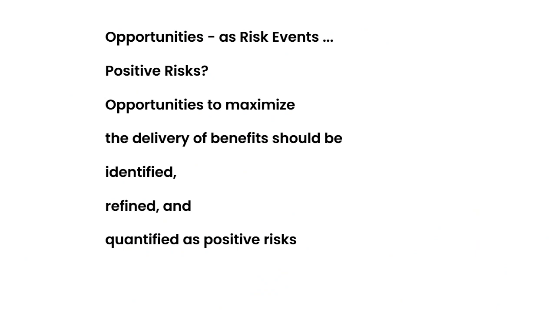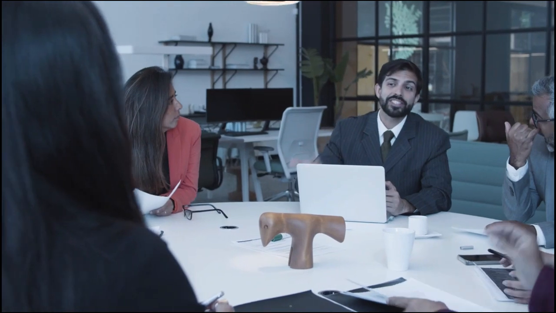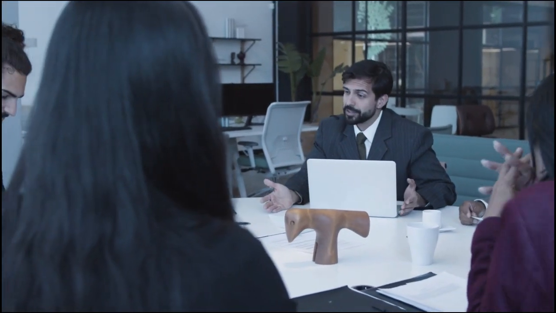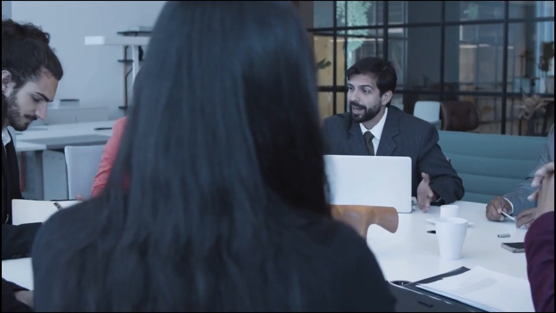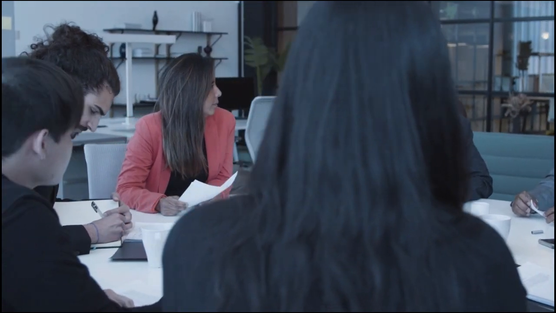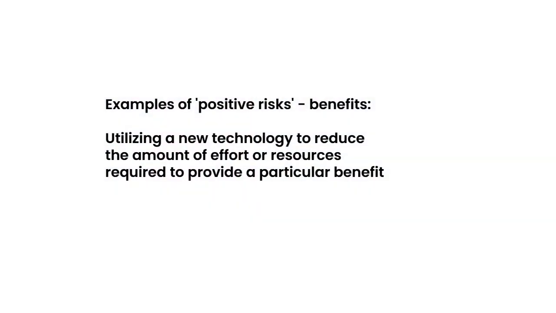Additionally, opportunities to maximize the delivery of benefits should be identified, refined, and quantified as positive risks. So, for example, an opportunity or positive risk might be utilizing a new technology to reduce the amount of effort or resources required to provide a particular benefit. Other examples are optimizing the manner in which essential resources are allocated or used by program components.